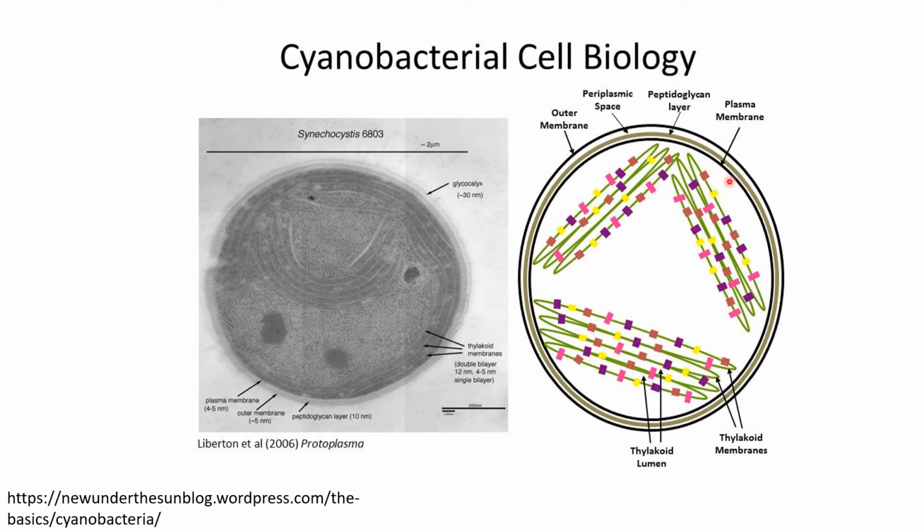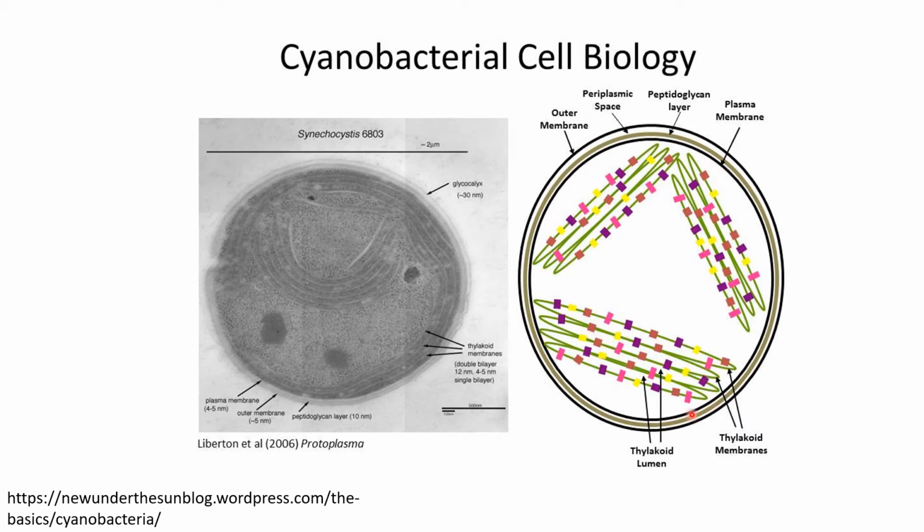So, this is an example of a cyanobacterium. Of course, we have the outer membrane and the peptidoglycan layer. Though I told you they are gram-negative, they still have a thin peptidoglycan layer. And between the outer membrane and the peptidoglycan layer, there's also a periplasmic space. And of course, you also have the plasma membrane.